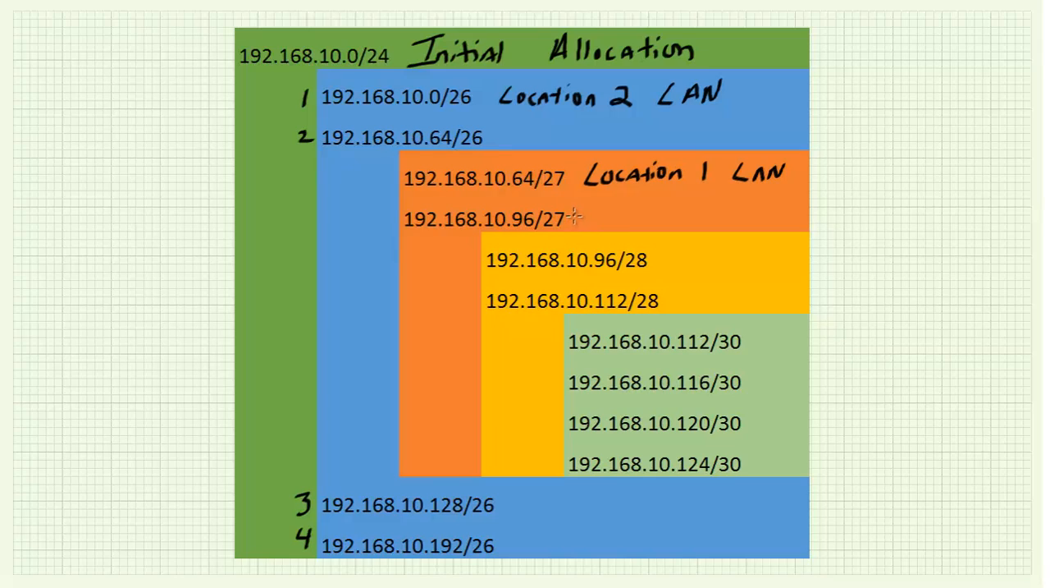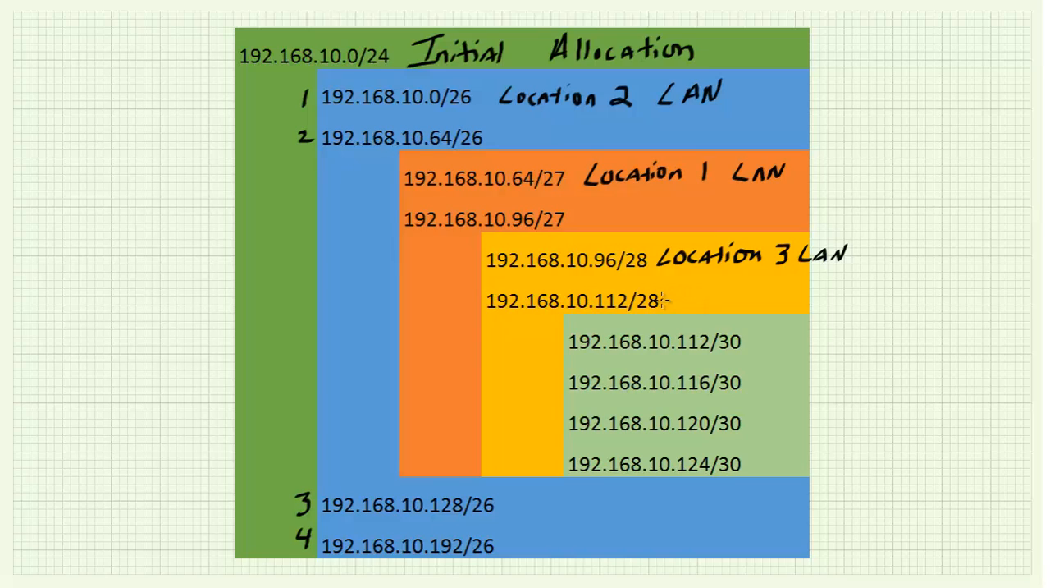We moved the mask over 1 more bit and took that /27 and broke it down into 2 /28s, the first of which, 192.168.10.96/28, we assign that to the local area network of location 3. And that left us another /28 remaining, the 192.168.10.112/28, and we moved the mask over 2 bits in this case because we needed at least 3 subnets. 2 to the second power is equal to 4, giving us 4 subnets, and we only used 3 of them.